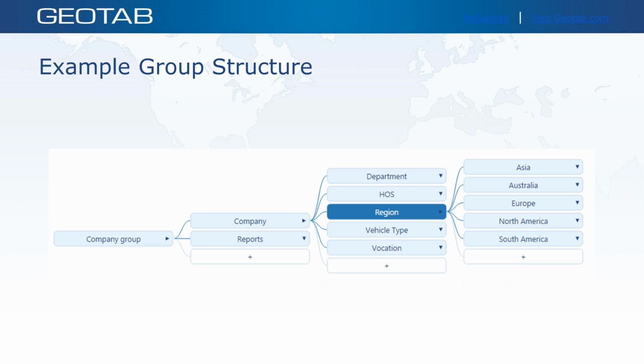So under region, we've got Asia, Australia, Europe, North America, South America, and then we can even go further from there, maybe go into cities, branches, and so forth, depending on how the company flows. So you can see how flexible it is for any company, and if you're looking at this from a customer perspective and thinking about how your company is set up internally, you can get an idea of how you would set it up within the Geotab system.